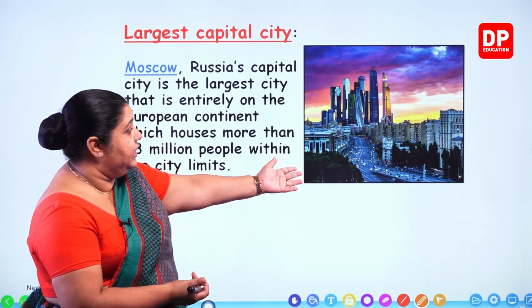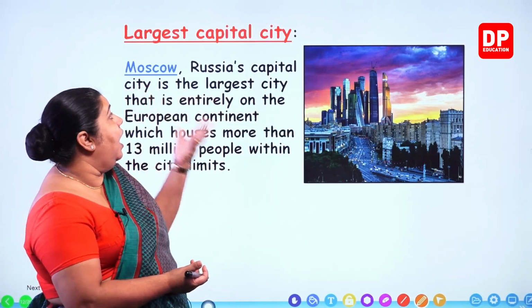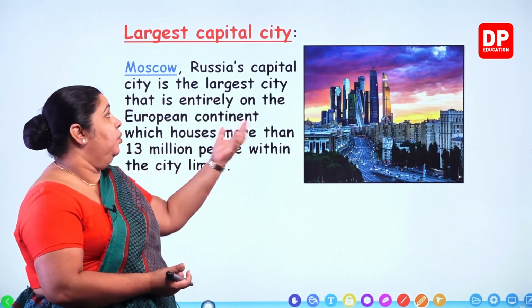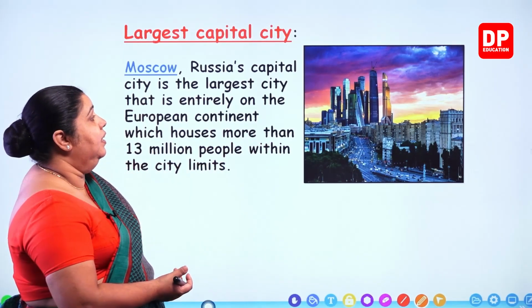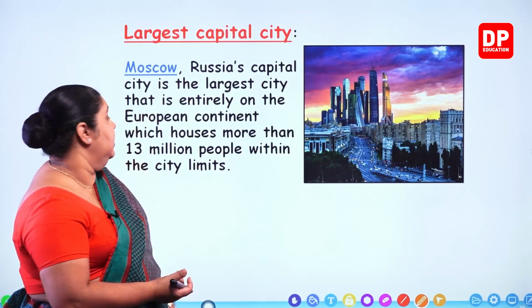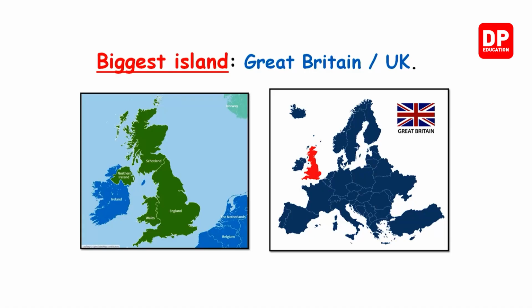So obviously this is the Moscow city. Okay, that is considered as the largest capital city in the European continent. So this is the Moscow city and it houses 13 million people within the city limits. Now what is the biggest island in the European continent?